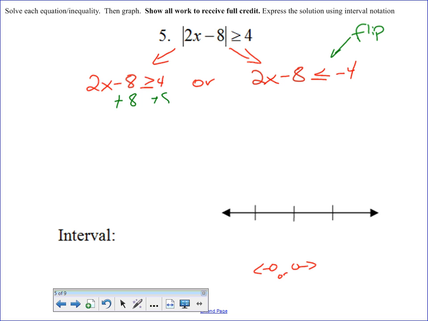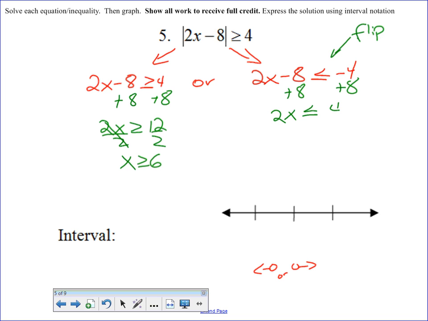Add 8 to both sides. I'll get 2x is greater than or equal to 12. Divide both sides by 2. X is greater than or equal to 6. Over here, I'm going to add 8 to both sides, and I'll get 2x is less than or equal to 4. Divide both sides by 2. I'll get x is less than or equal to 2.